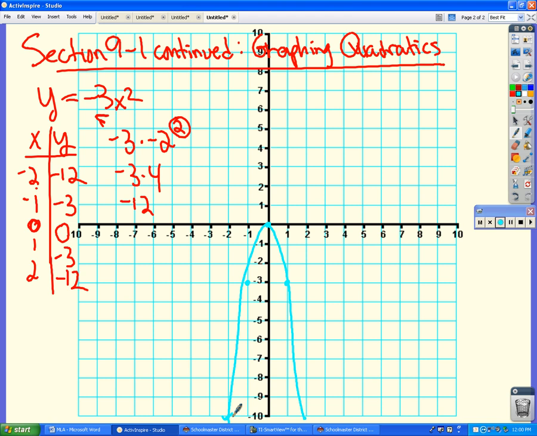No, it's not. Which direction is it pointing? Down, because A was negative. Is it fat or skinny? Skinny because of the 3. And then like Nolan said, it crosses the y-axis right here at 0. Okay? All right? So your graph, your sketch, your drawing should match mine.